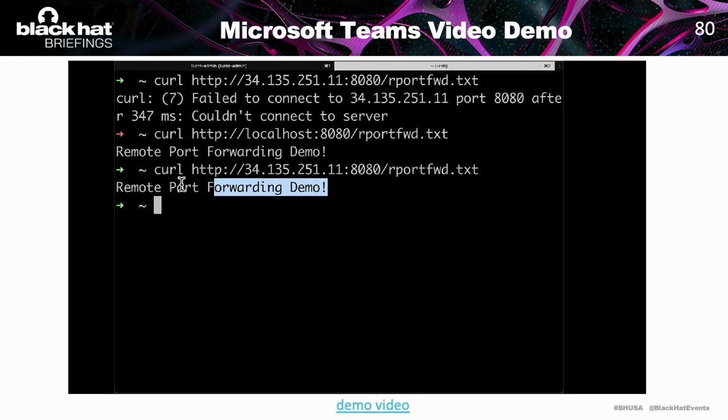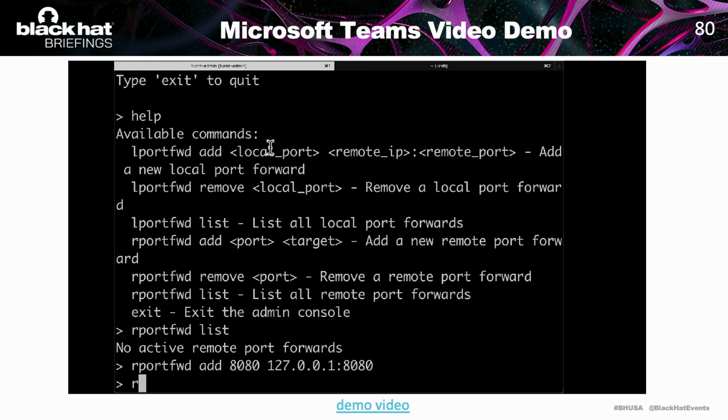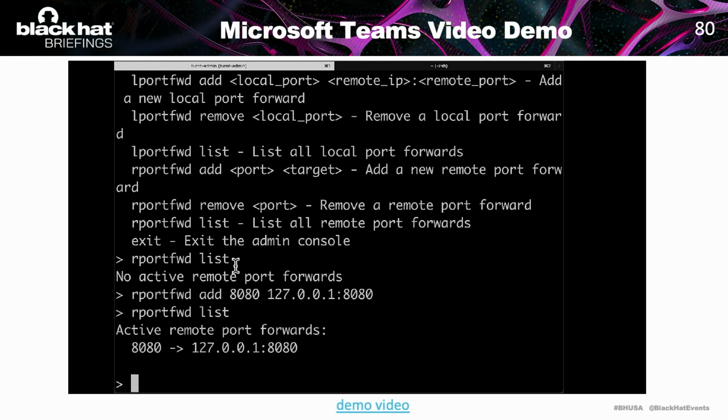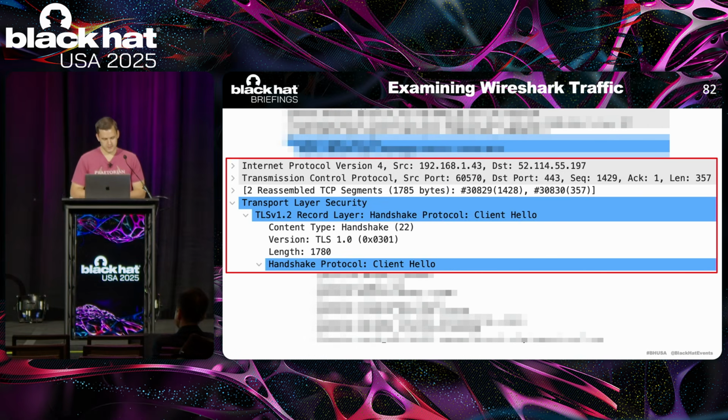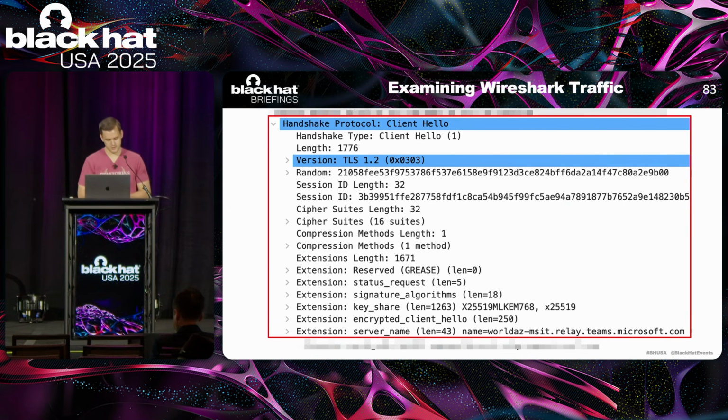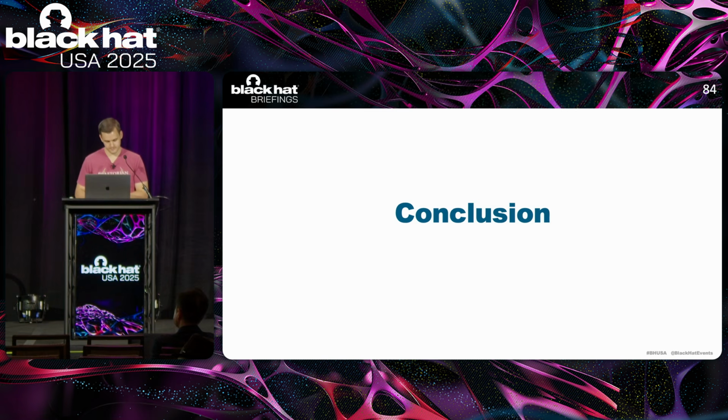Basically, what happens is when you connect to that port on the VM in GCP, it's going to route through the TURN infrastructure to our controller on the operator laptop and then initiate a connection to the web server running locally. And so if we look at this at the network level, it's very similar. You see traffic over 443 TCP over TLS to Microsoft infrastructure here. If we look at the client hello, it's going to a teams.microsoft.com subdomain.